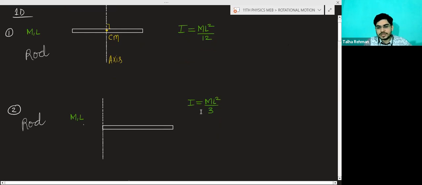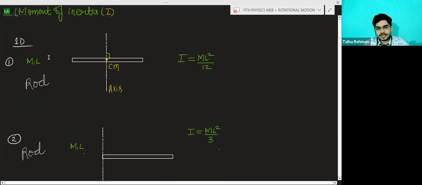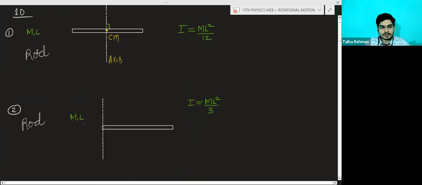So this moment of inertia is ml square by 3 about this axis. So you can see here, if you change the axis, the moment of inertia will change. And this rod we are assuming a linear rod, a one-dimensional body.